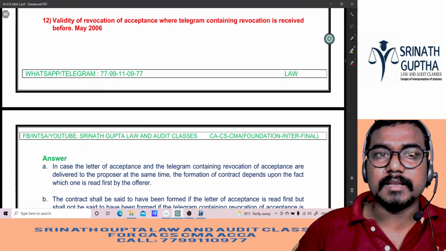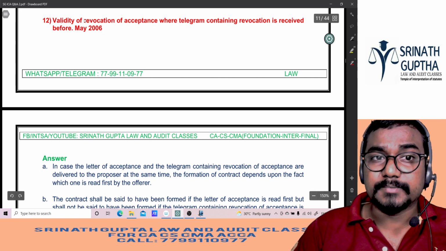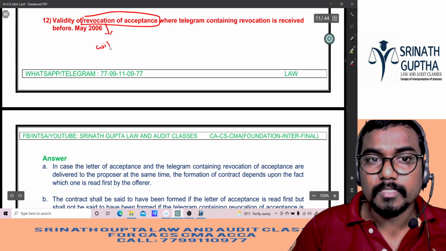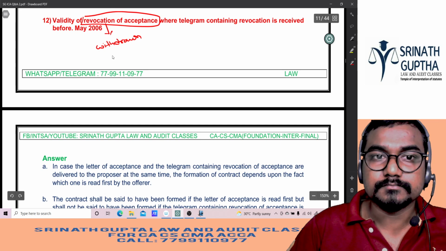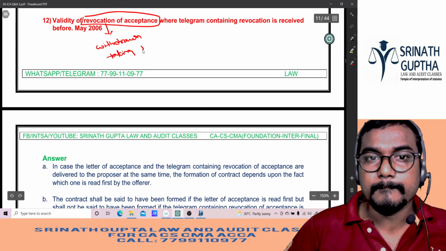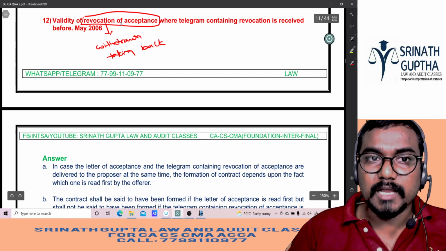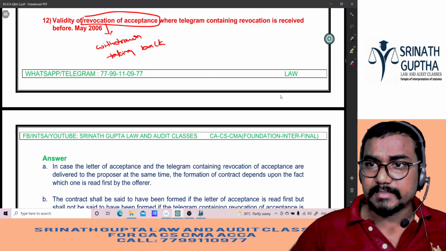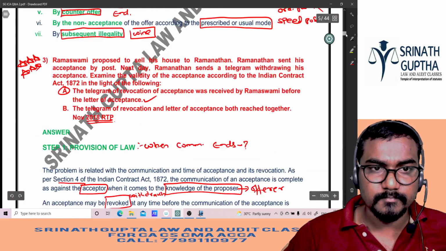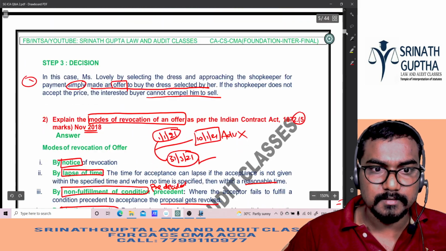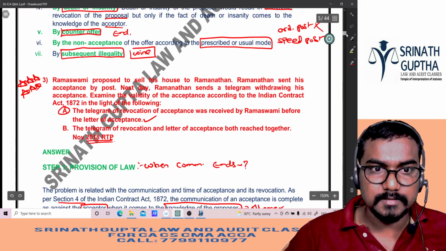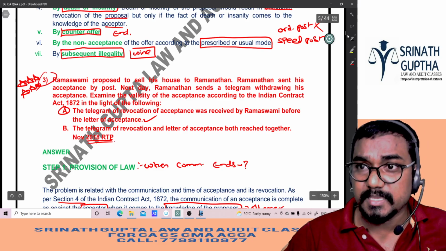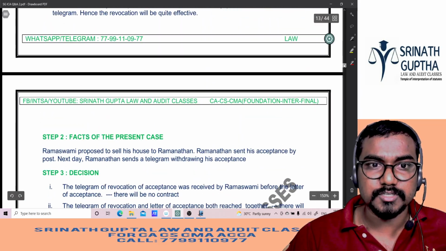Next question, beta, question number 12. Validity of the revocation of acceptance. Revocation means withdrawal, taking back. Validity of revocation of acceptance where a telegram containing the revocation is received before. We have discussed this in the second question, beta. I think the second question is the same. See, the third question: when an offer can be revoked, when acceptance can be revoked, the same question, beta. This is also the 12th question.